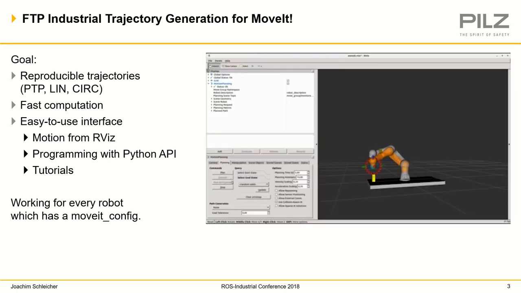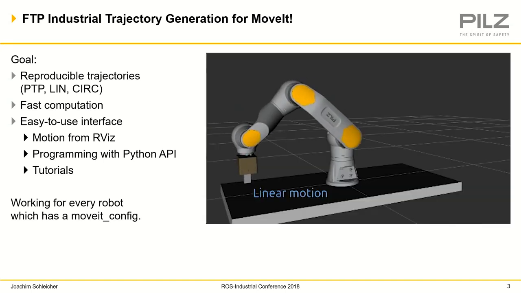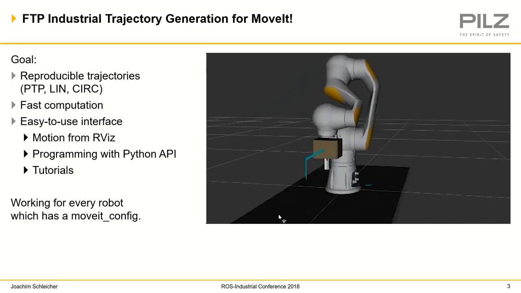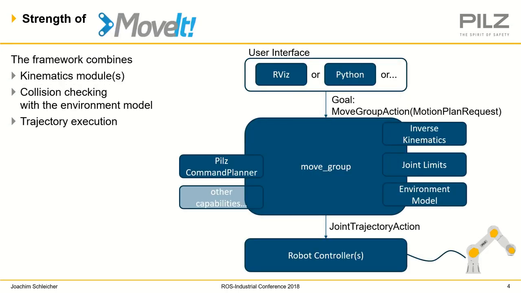And as another step, we target programming with a Python API, so that the user can write his programs. And another target is tutorials, so that we have a good learning curve and a good starting point for system integrators that want to use robots with ROS in industrial applications right now. It's written robot independent, so you can use it with every robot out there that has a working MoveIt config, and just need to set the planning pipeline to use our planner manager.